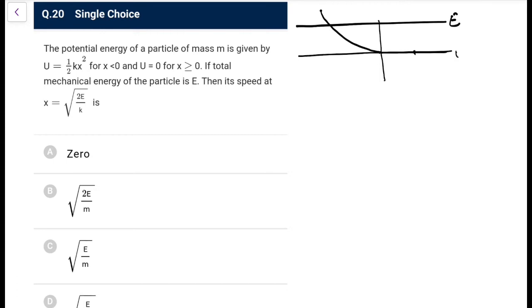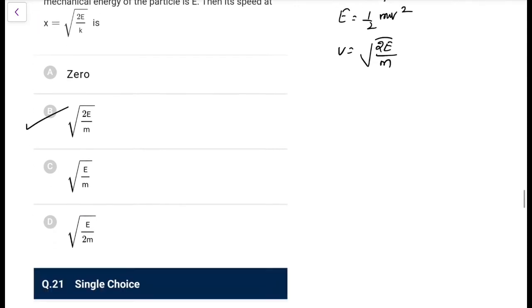So at any positive point, U is 0, so this gap would be kinetic energy. So kinetic energy would be equal to E, you can say. So E would be equal to half mv square. So the value of v would be root 2E by m. So you can do it like this. So just a basic question checking this potential energy curve.